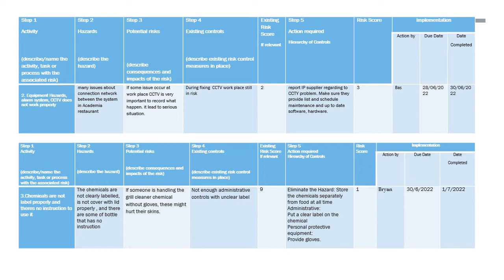So for this hazard, the actions required are: eliminate the hazard by storing the chemicals separately from the food at all times. Administrative: put a clear label on the chemicals. Personal protective equipment: white gloves.